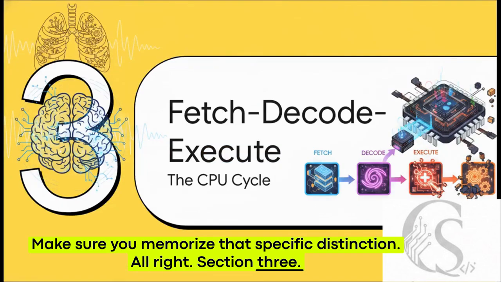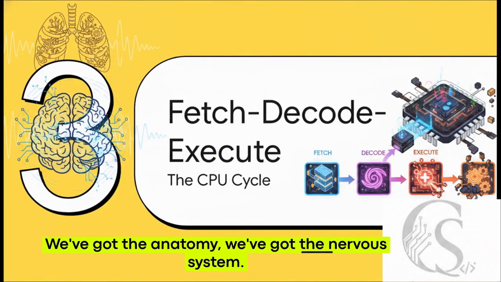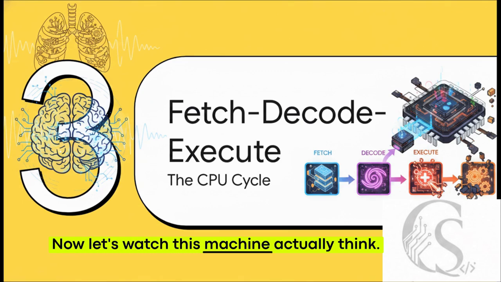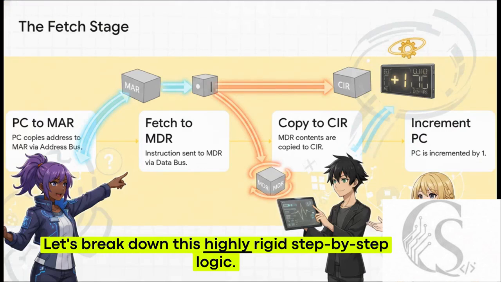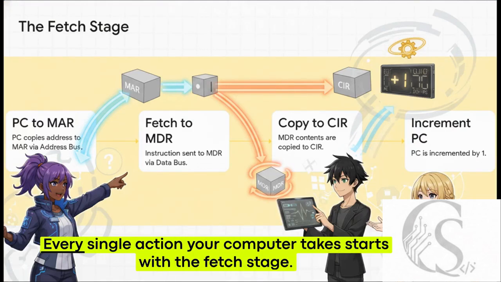All right, Section 3. We've got the anatomy, we've got the nervous system. Now let's watch this machine actually think. Let's look at the Fetch-Decode-Execute cycle. Let's break down this highly rigid step-by-step logic. Every single action your computer takes starts with the fetch stage.